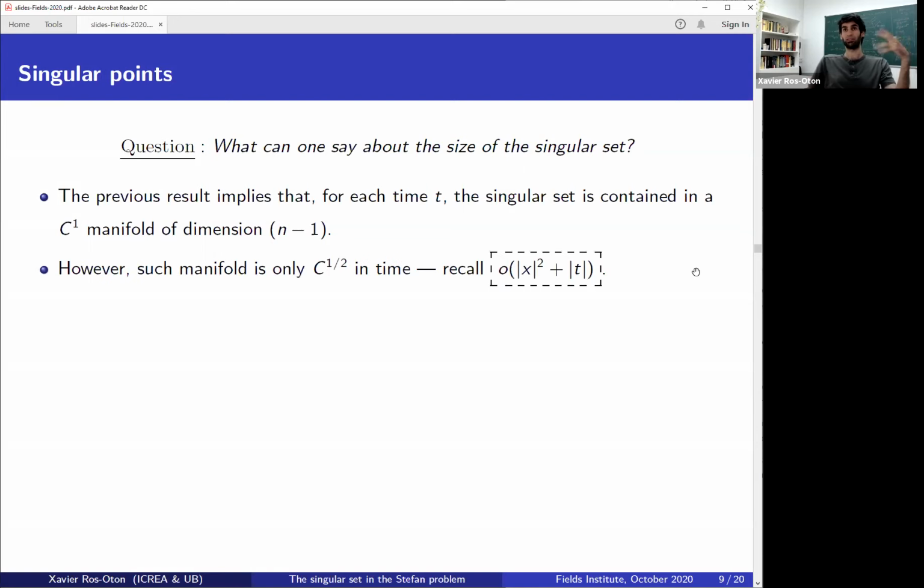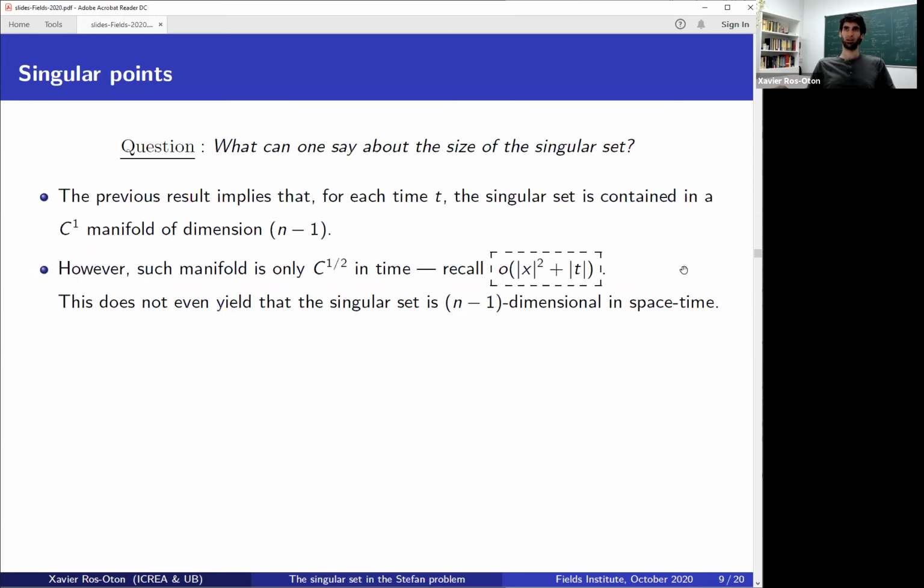In fact, the manifold that is constructed with this result, with the previous result of Blanchet, is C1 in space. But if you look at it as a manifold in space and time, it's only C1/2 in time. Because the scaling is different in space and time, the regularity is different, and it's always divided by 2, the regularity in time. So you get a manifold that covers your singular set, and this manifold is C1 in space, C1/2 in time. This is nice, but it's not really enough to get even that the singular set is n-1 dimensional. So this result does not imply that the singular set is n-1 dimensional when seen as a set in spacetime.